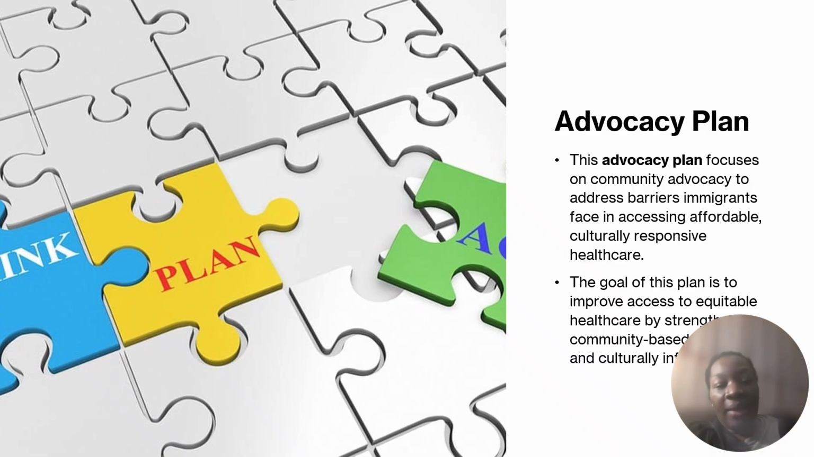So let's look at the advocacy plan. The advocacy plan that I came up with focuses on community advocacy to address the barriers that we talked about immigrants facing in accessing affordable and culturally responsive healthcare. The goal of this plan is to improve access to equitable healthcare by strengthening community-based efforts.